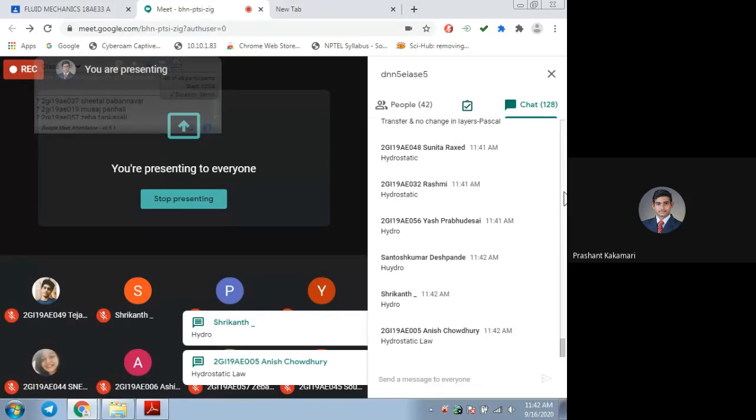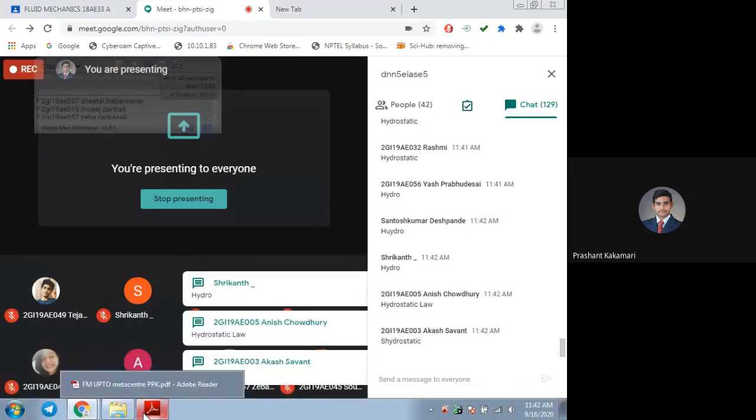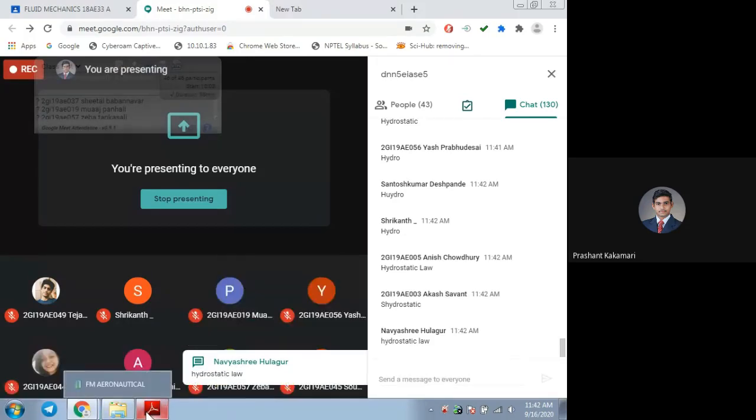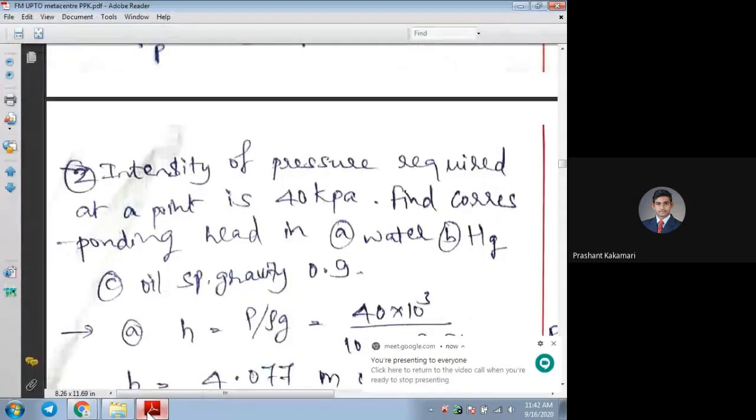Hydrostatic law. Very good. Hydrostatic law. Yes, now see here. The H value we need to find out. The H value we cannot find out in Pascal's law, because pressure will be equal in all directions.